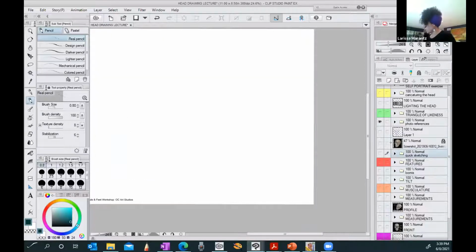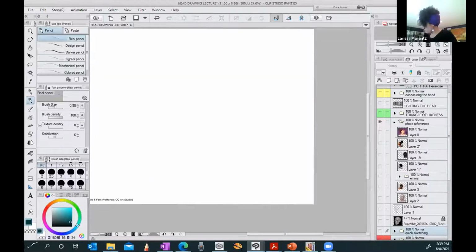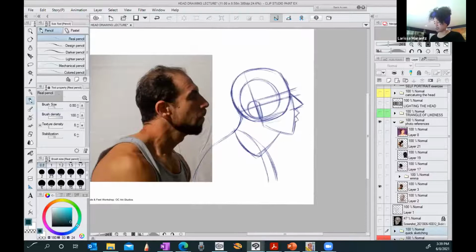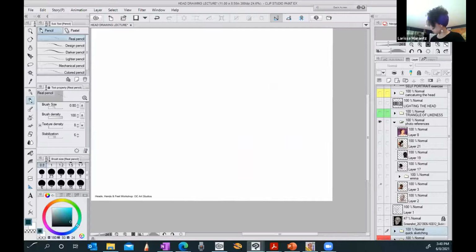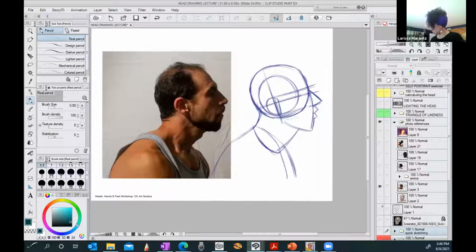I have more, I still have to keep going. So let's keep going. There's some photo references here. One way you can practice this is, if you draw digitally, copy photos of people and do a trace over, like this one. I think I did it on another one, but yeah, this one here.